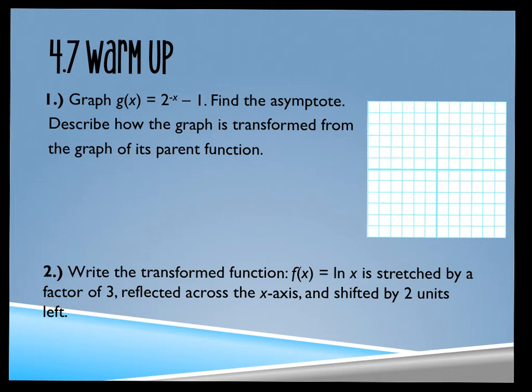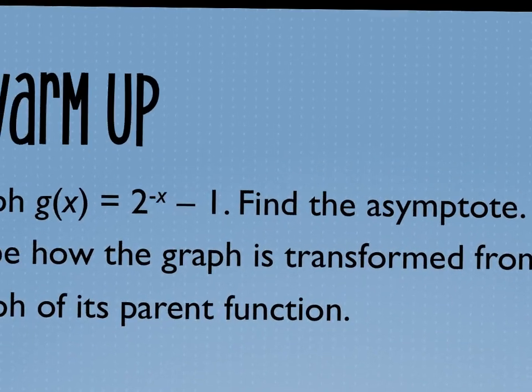All right, so in 4.7 we talked about transformations of exponential functions and log functions, which include e and include ln, because that's the log base e. It said to graph, and then you find the asymptote, describe how the graph is transformed from the graph of its parent function. Okay, so let's start there. Describe to me what transformations are happening with 2 to the negative x minus 1.